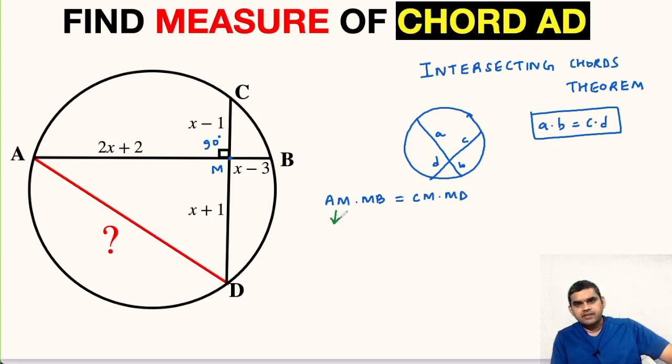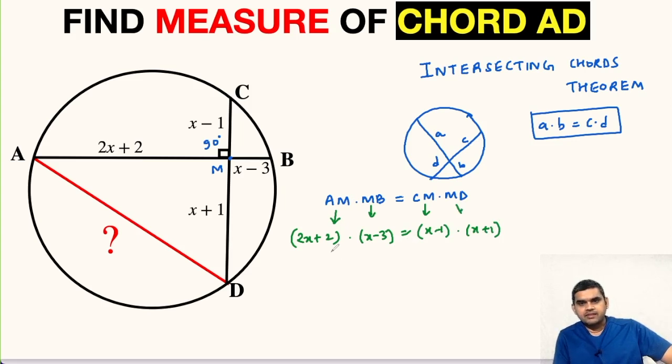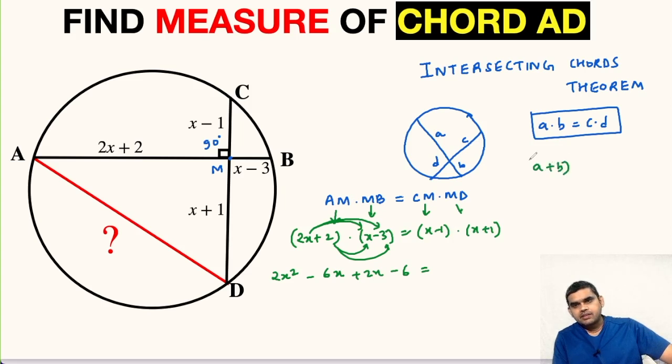Now we have the value of AM in terms of x, that is 2x plus 2, MB as x minus 3, CM as x minus 1 and MD as x plus 1. Now we will multiply and simplify this. 2x times x will be 2x squared, 2x times minus 3 will be minus 6x, then this will be 2x and minus 6 equals, here we will use the identity that (a plus b) multiplied with (a minus b) equals a squared minus b squared. So this will be x squared minus 1.